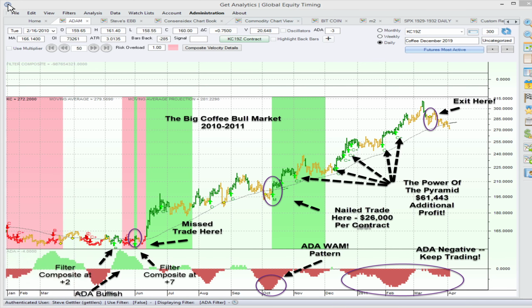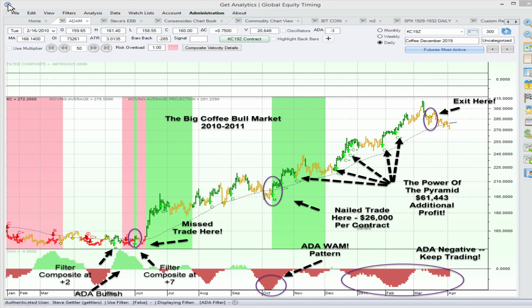What we have here is the big coffee bull market of 2010 through 2011, and we are trading daily bars this time of coffee. Let's take a look at this area right in here because it's very instructive and very interesting and also very frustrating as a trader. We all get frustrated no matter what methodology we use, whether it's global equity timing or another method. Sometimes our methods just don't work the way we want them to.